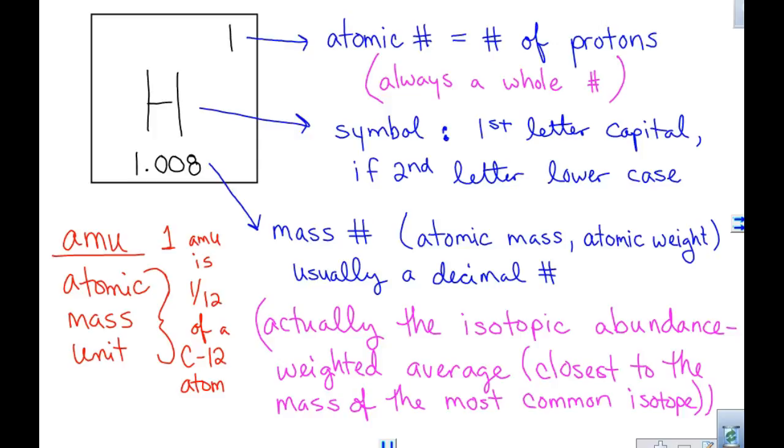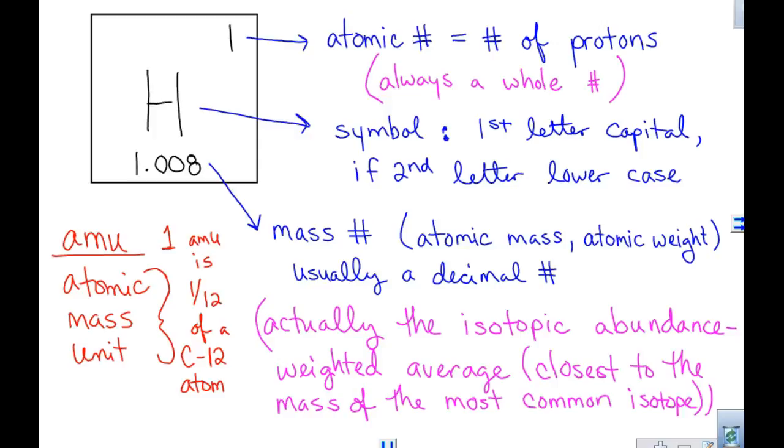And so every element after 83 bismuth, starting with polonium, 84, all of them are radioactive. Now there are two that occur before that are radioactive. That would be technetium, which is 43, and then promethium, which is 61.